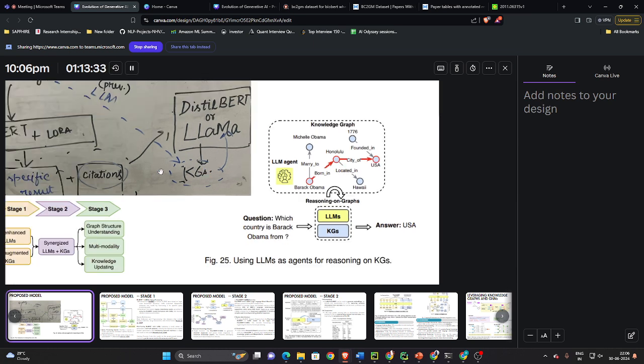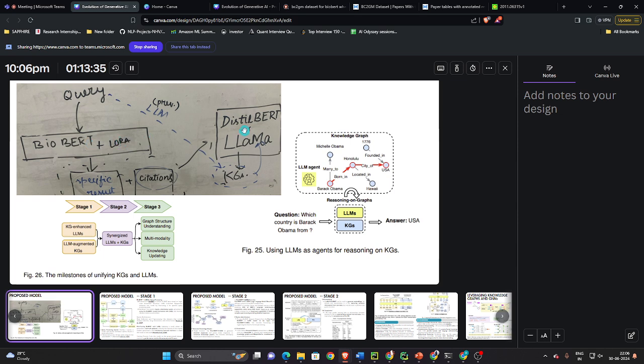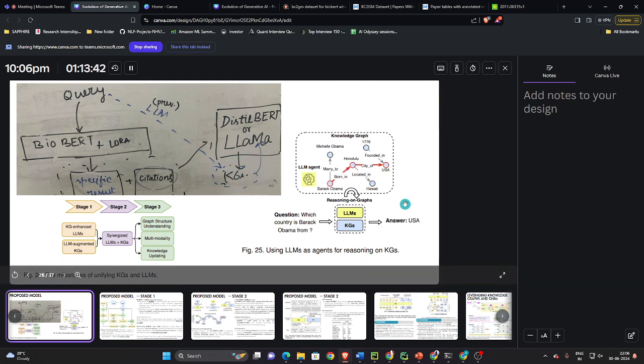Throughout the architecture that I just explained, we'll be using BioBert, LoRa, then giving it to Distilbert, Llama. We are building these KGs right away, and then this KG will be used in this.